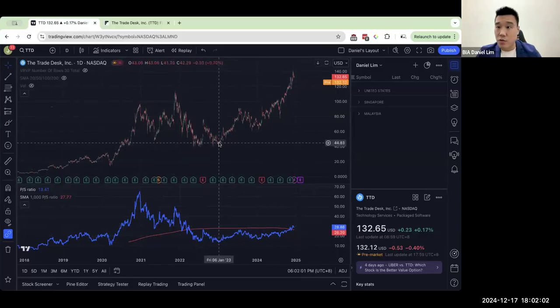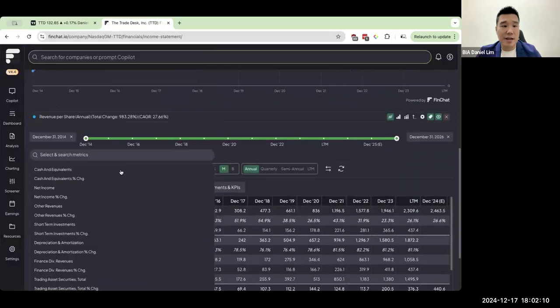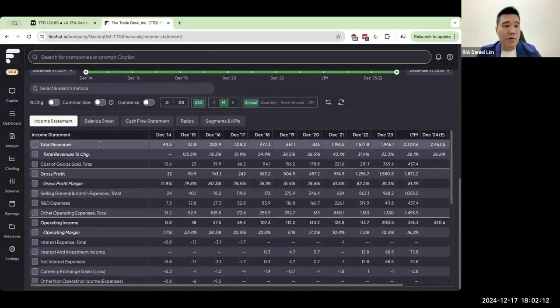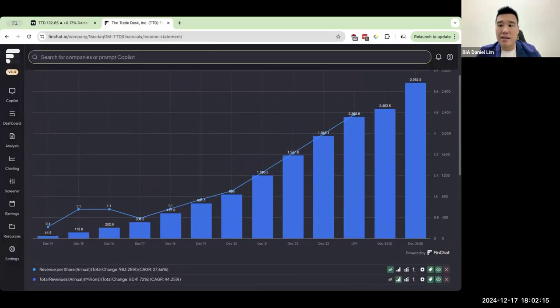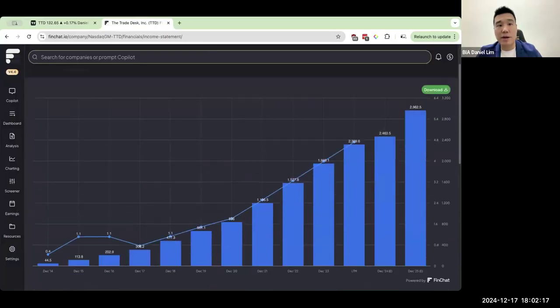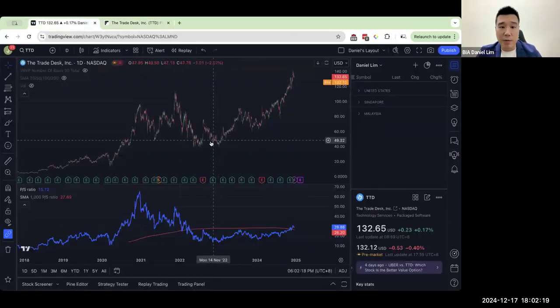Perhaps you want to take a look. It's very cheap. You buy, you make money. Why? You make money not just because you buy cheap, but because the company keeps on performing. You can see The Trade Desk here, the revenue keeps on going up, higher and higher. That's why the price continues to go up. If you get the opportunity and you know it's cheap, that's when you are confident to go in.